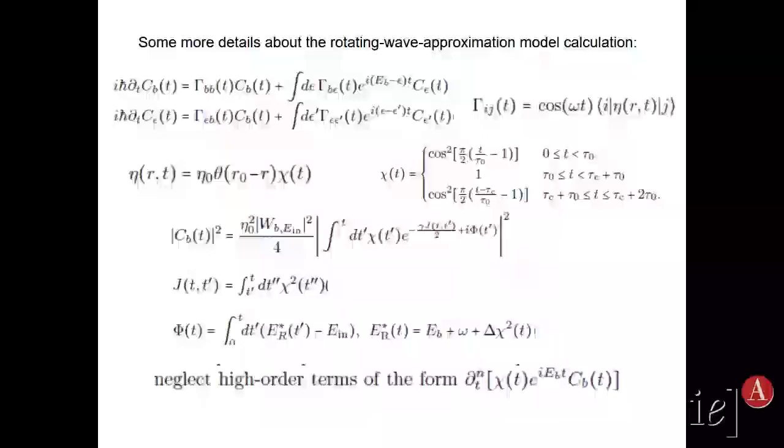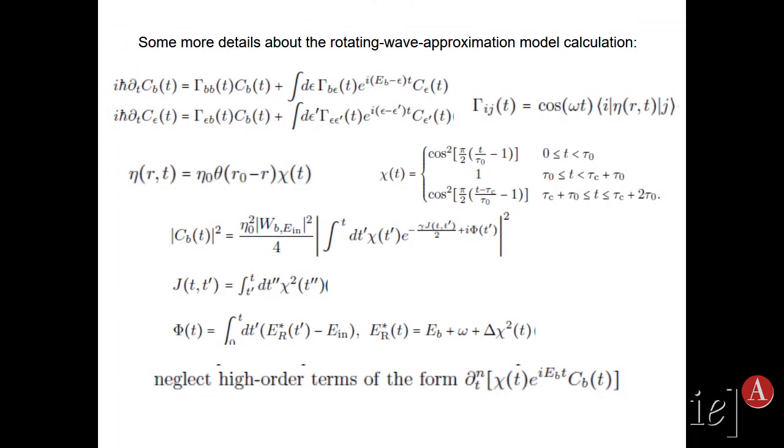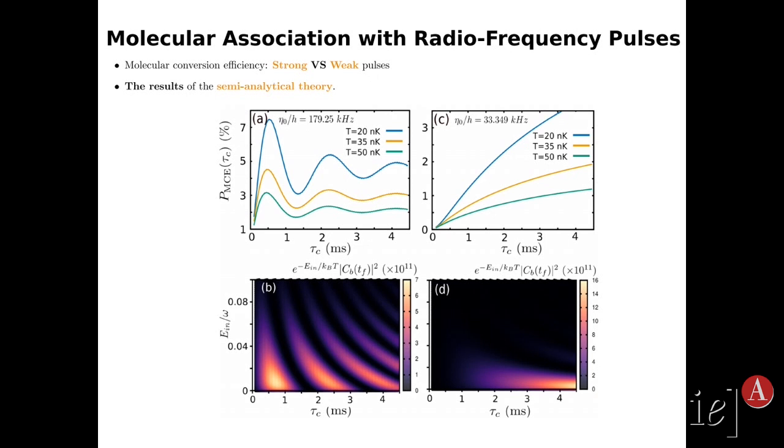So there's some math, and there's an approximate model. Basically, we do a rotating wave approximation and make a few approximations to get a simpler form that isn't so heavy numerically. And I don't think I need to go through the details of that, except to show that you can capture most of the physics in those heavy numerical calculations.